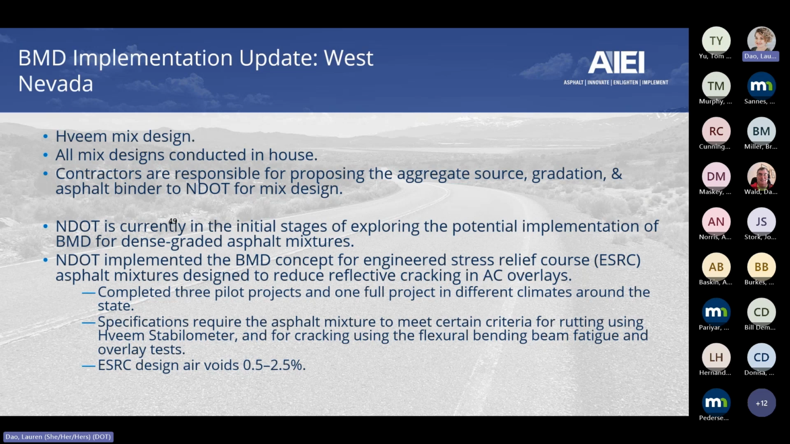And then the cracks will reflect really within a year or two. So then we did some work to look into whether we can engineer that mix by using rutting tests and then using some cracking tests, like the overlay test and the flexural bending fatigue test. They did pilot projects in the different districts, and then they did the full projects, and now it's actually another mix in their matrix. Okay, and they're using it now on a regular basis whenever they're doing overlays.